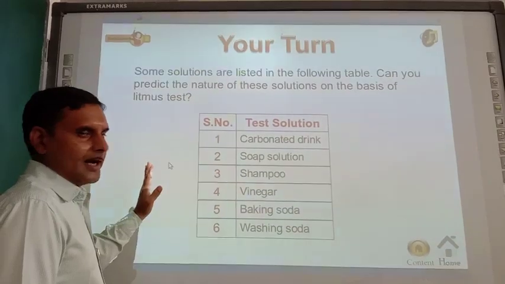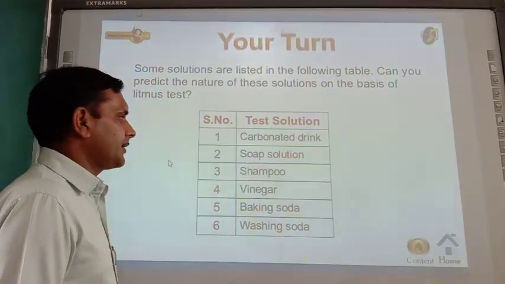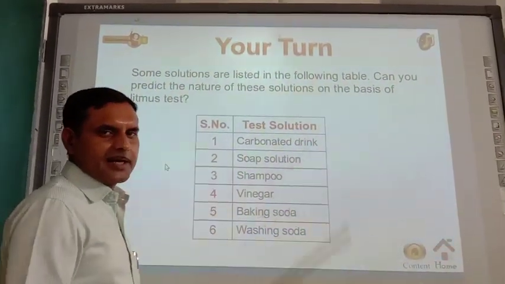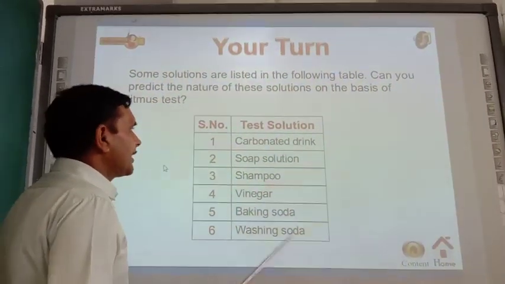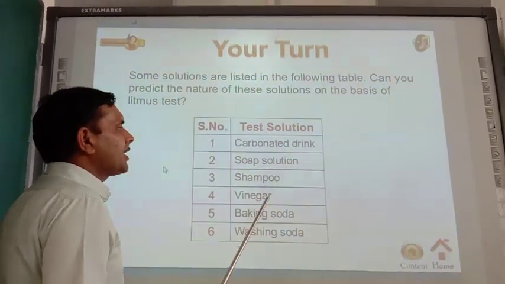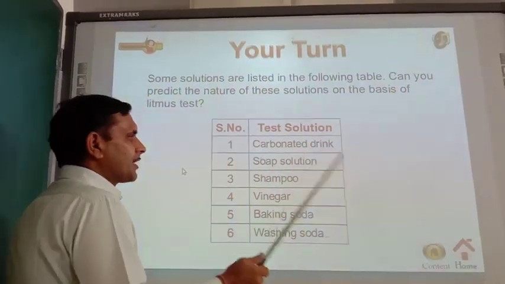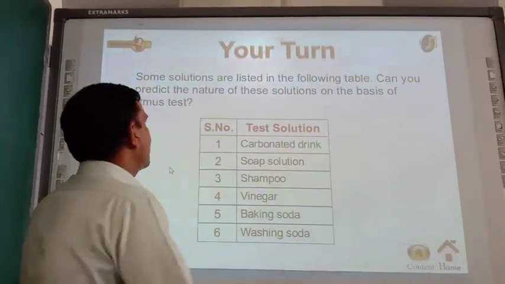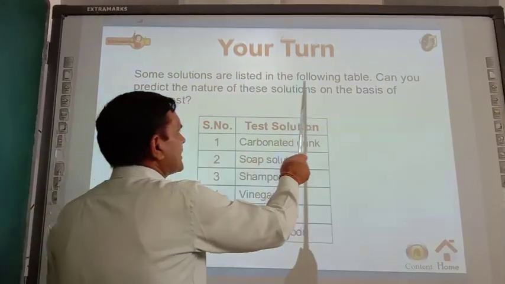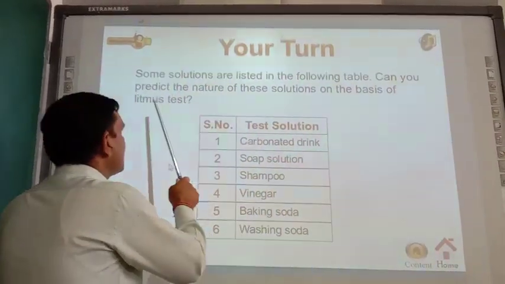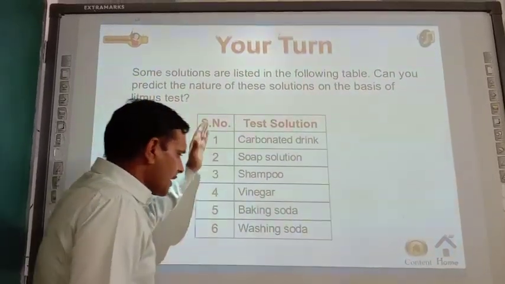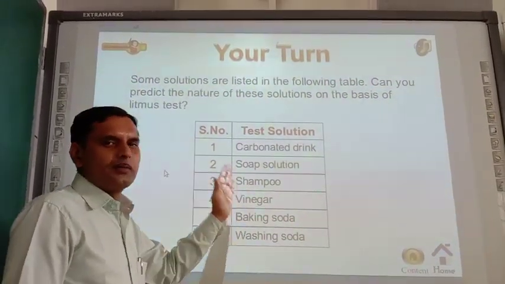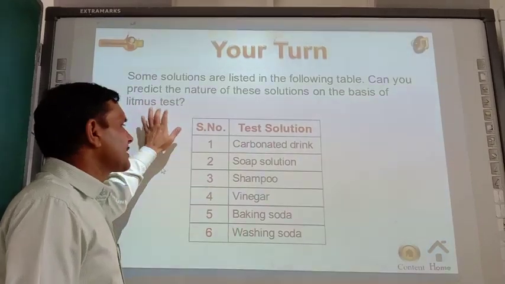Here cadets, I am giving you one activity. Since I have completed natural indicators and synthetic indicators, this activity is related to testing your knowledge of different kinds of indicators. Some solutions are listed in the following table. Can you predict the nature of these solutions on the basis of the litmus test? Here you have to use the litmus test only.